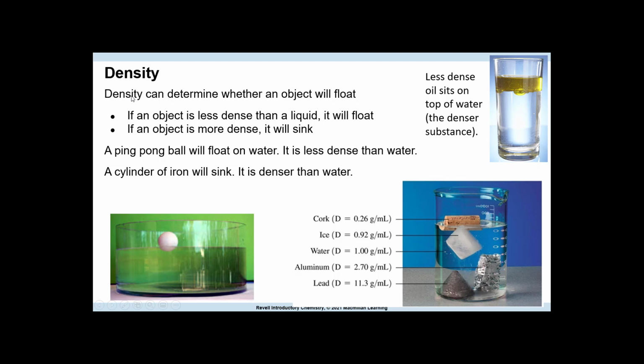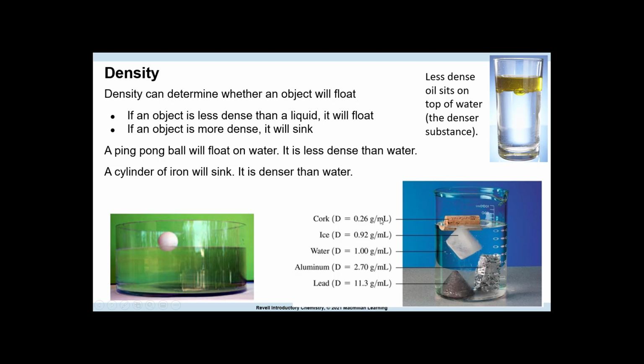Okay, so a ping pong ball will float on water. It is less dense than water. A cylinder of iron will sink. It's denser than water. If you put values to these items, it makes it clear to understand what's happening.